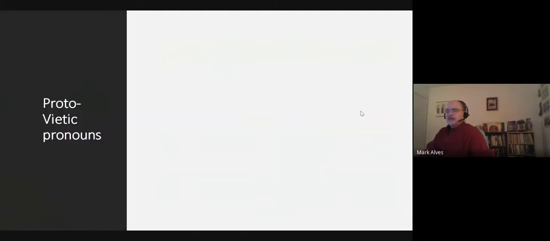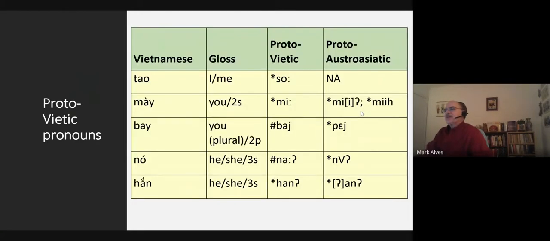Proto-Vietic pronouns. Okay, so now I'm going to say these words. Now, nobody be upset, please. Tao and mai. Oh, you're supposed to be upset, right? Because those are not the polite words. But they are the original words. Mai specifically is Proto-Austroasiatic. That's a very common one. Tao is apparently, as far as I can tell, only in Vietic. I have not seen it in other languages.